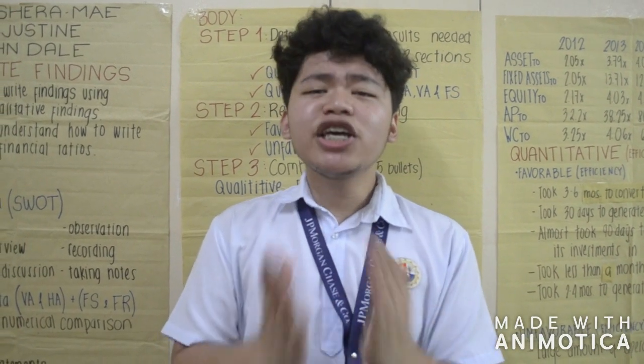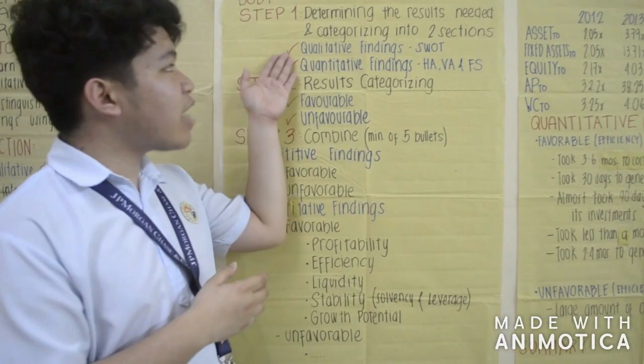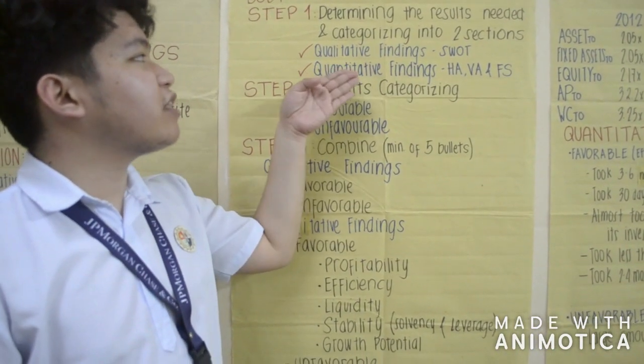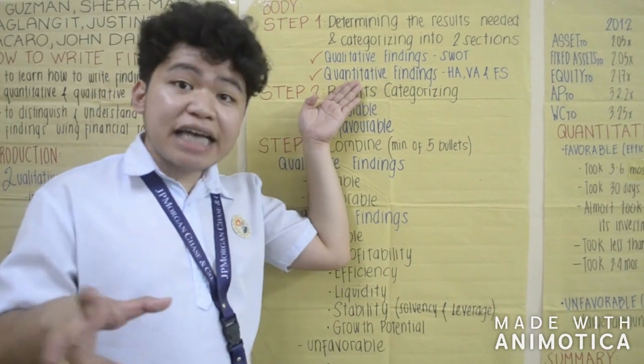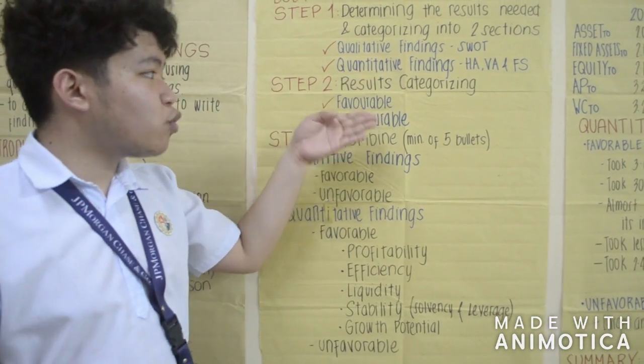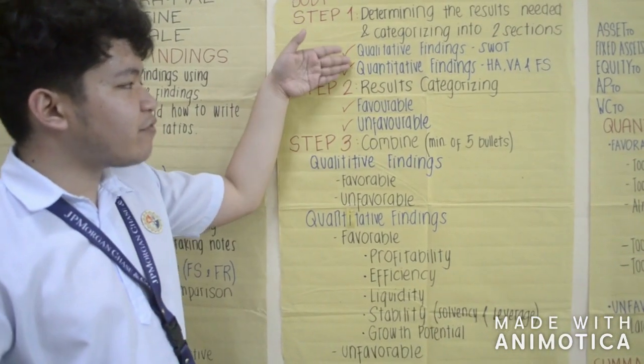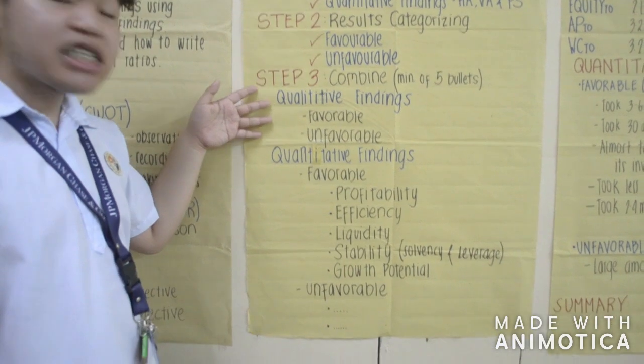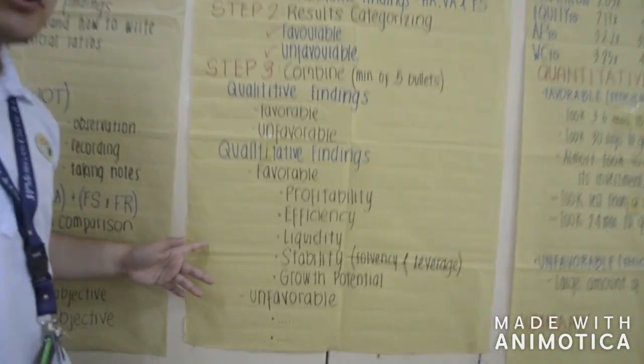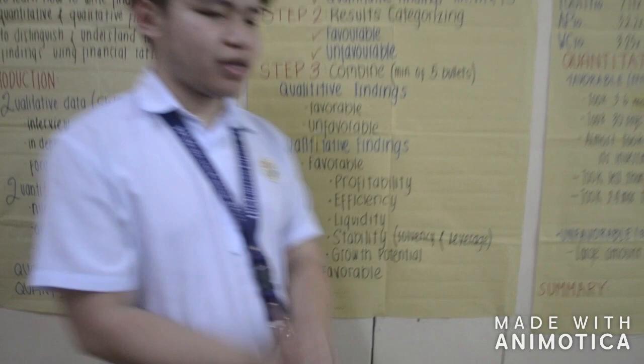For the summary, each research project is unique, so it is natural for a group of researchers to use other alternatives, strategies, or steps to write their findings. For the summary of the steps: first, categorizing the findings into 2 sections, qualitative findings and quantitative findings; second, scrutinizing the findings into highly favorable or highly unfavorable; and third, combining the two, the qualitative and quantitative findings, favorable and unfavorable, we get this format for putting it in our research paper. That will be all.